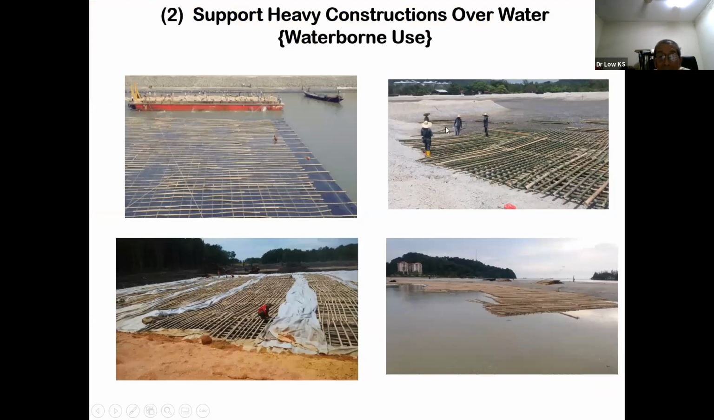Here is again very near to Manjung. This one is in Teluk Batik, under the JPS. They want to rehouse the Narayan, Perkampungan Narayan, so they reclaim from the sea. See? They put a bund, and then they try to reclaim this area.